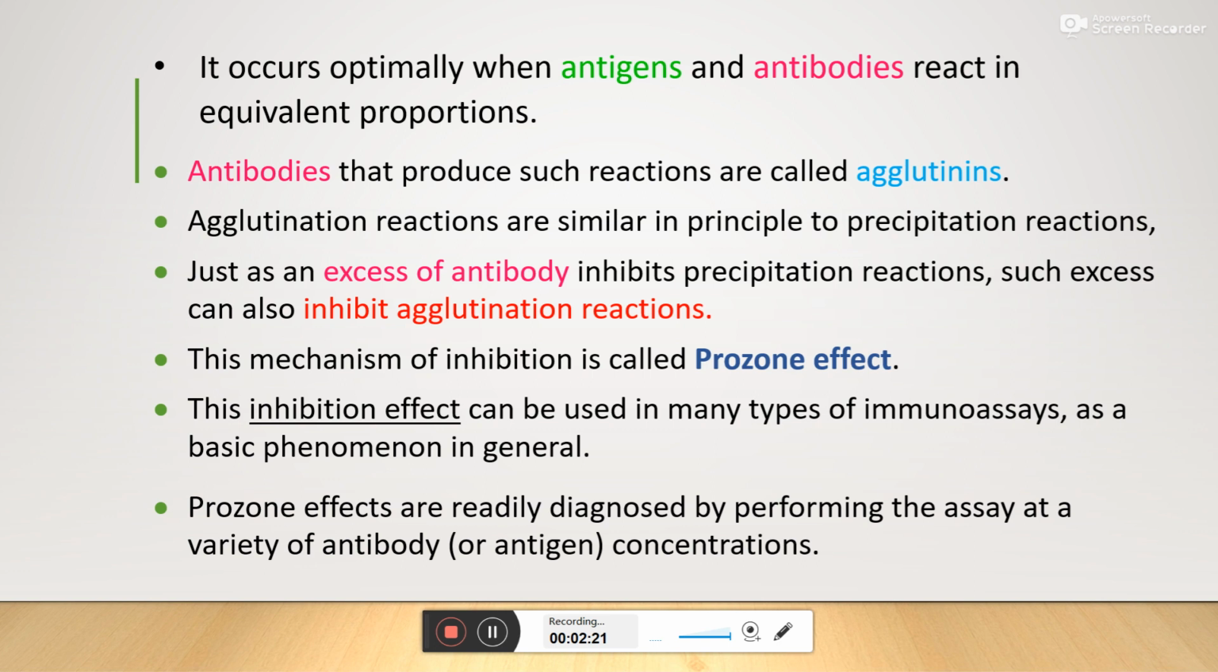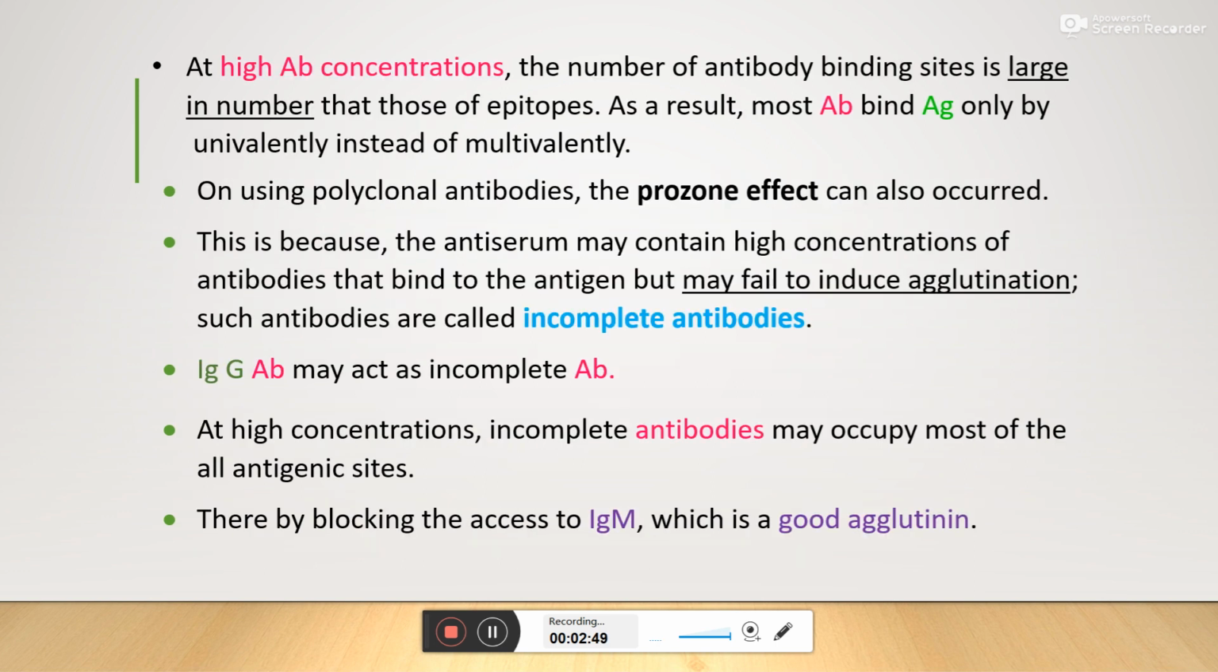This mechanism of inhibition is called the Prozone effect, and it forms a basic phenomenon in many immunoassays. This effect is readily diagnosed by performing an assay at a variety of antibody or antigen concentrations. Now, why does this Prozone effect occur, or how does it take place?